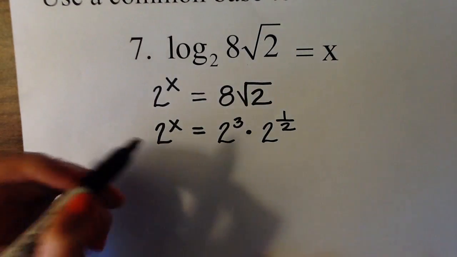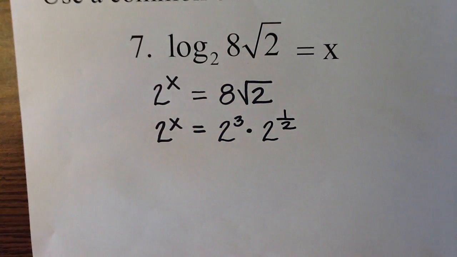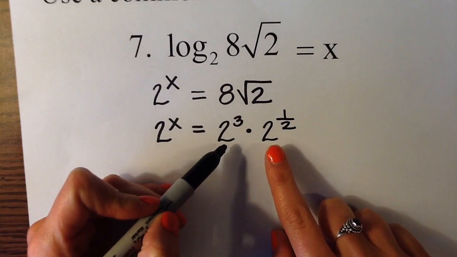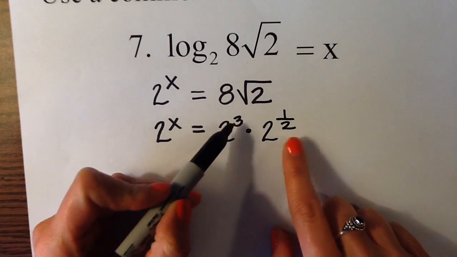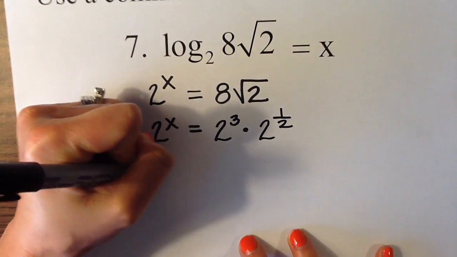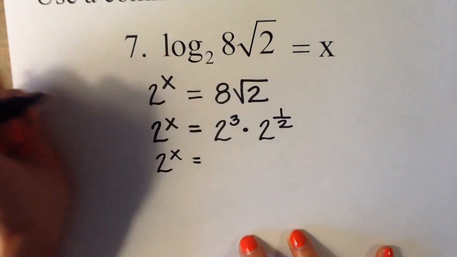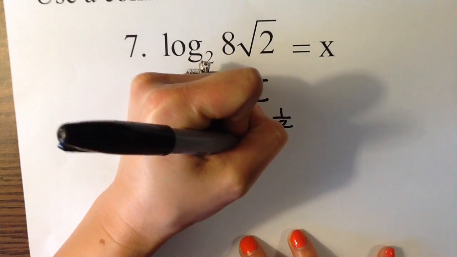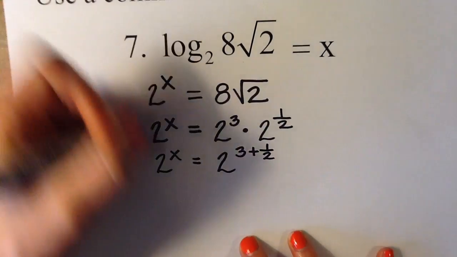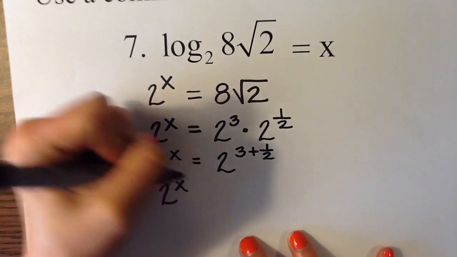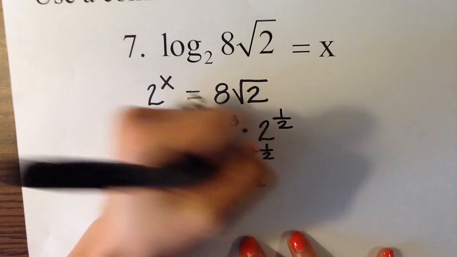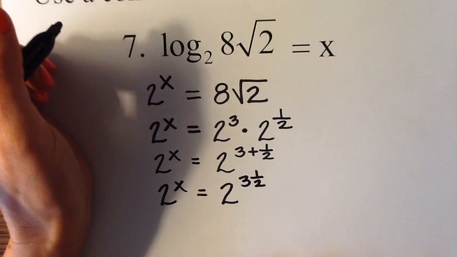Now that we have everything with a common base, it becomes very simple to compare them. Let's remember our exponent rules: if you're multiplying two of the same base, we can add exponents. So again, we'll leave this as 2 to the x, and then this will become 2 to the 3 plus 1/2. And so we end up with 2 to the x is equal to 2 to the 3.5, or 7/2, depending upon which way you want to look at it.